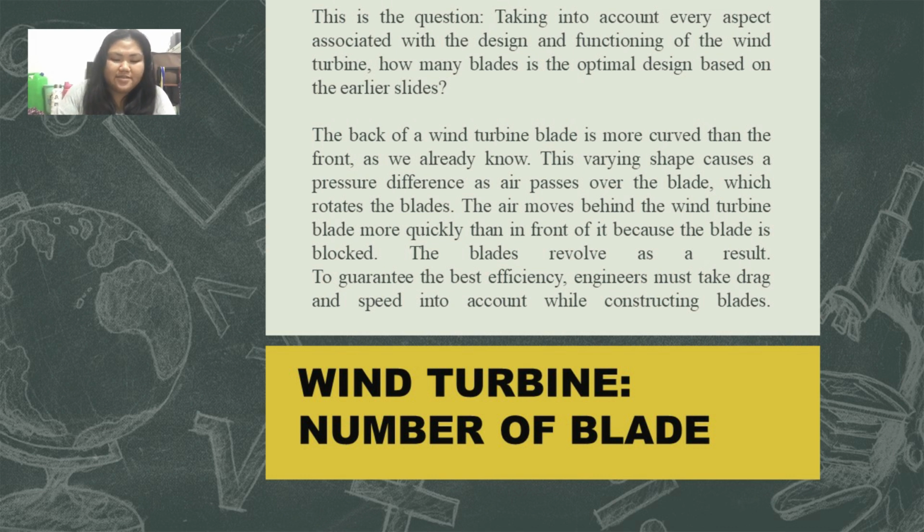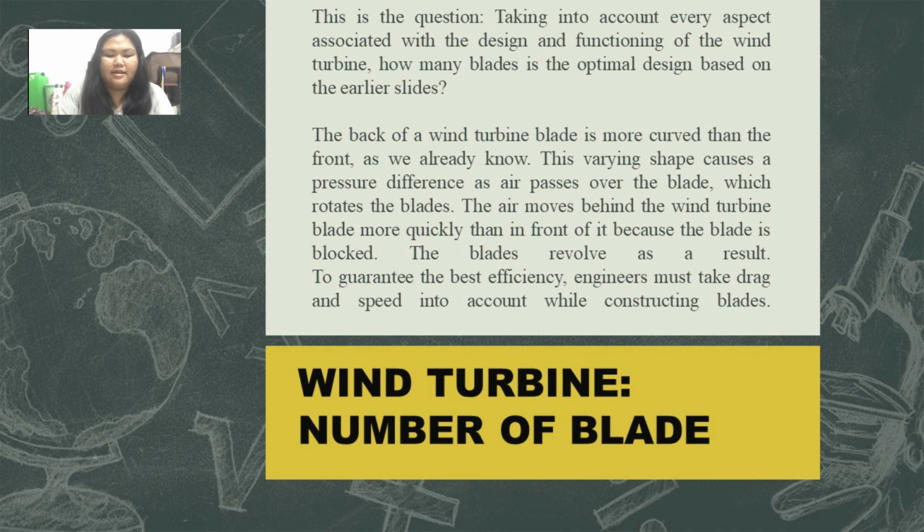The back of a wind turbine blade is more curved than the front, as we already know. This varying shape causes a pressure difference as air passes over the blade, which rotates the blade. The air moves behind the wind turbine blade more quickly than in front of it because the blade is blocked. The blades revolve as a result. To guarantee the best efficiency, engineers must take drag and speed into account while constructing blades.